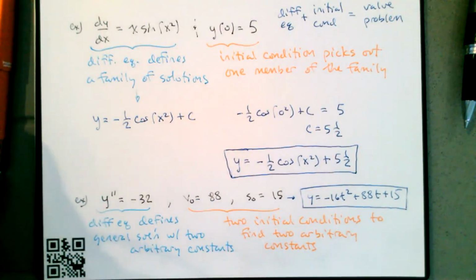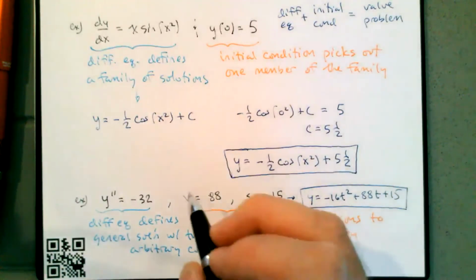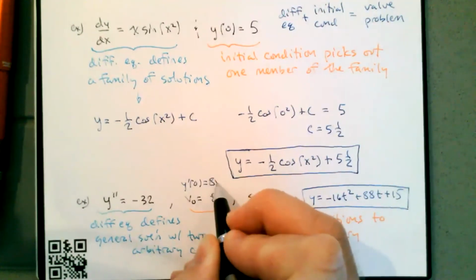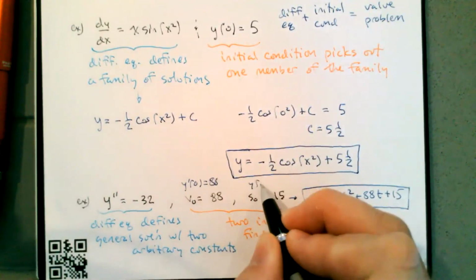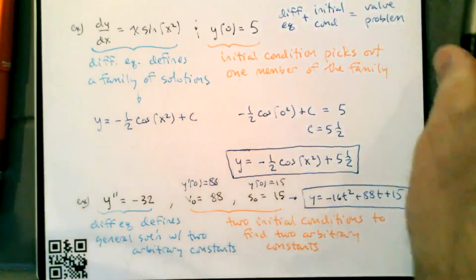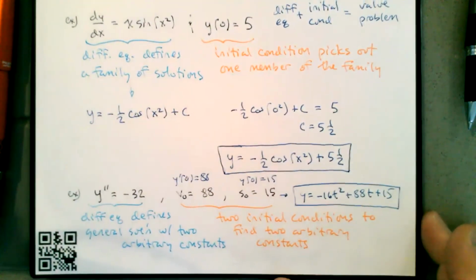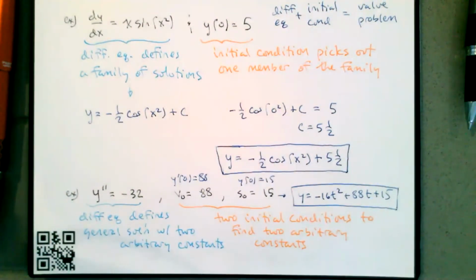I wrote v naught and s naught, but we can write them as initial conditions by saying y prime at 0 is equal to 88, and y of 0 is equal to 15. In this case, we had two initial conditions, the initial position and the initial velocity. All we need is two pieces of information about the function y.